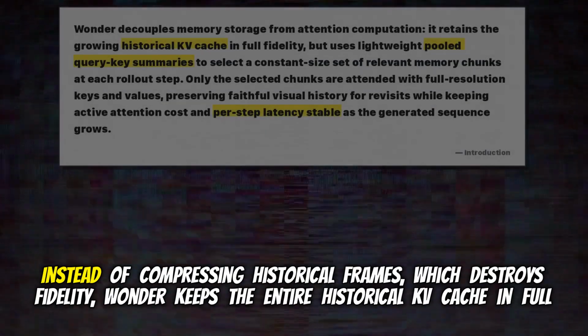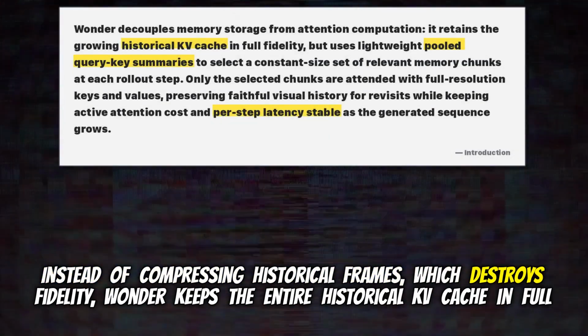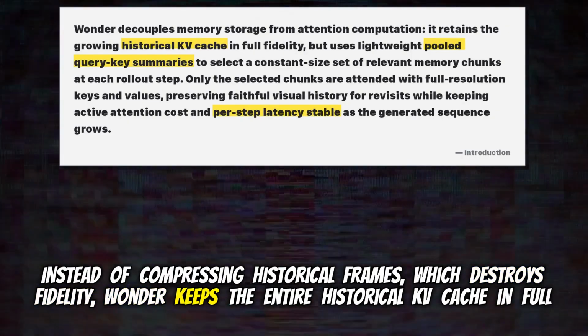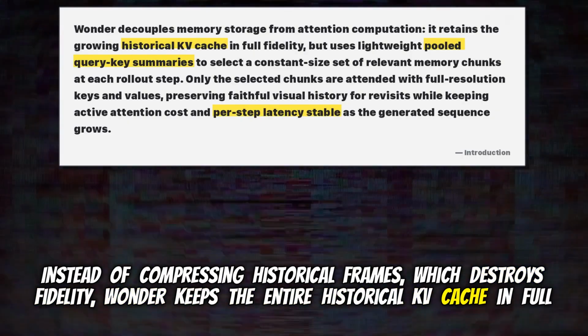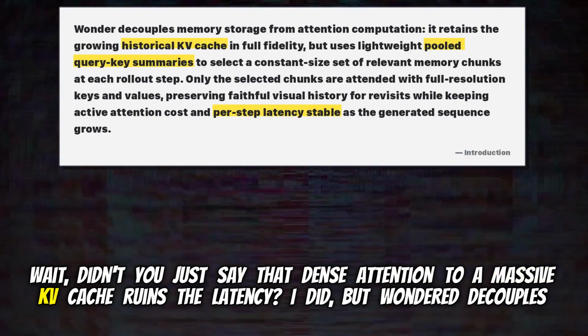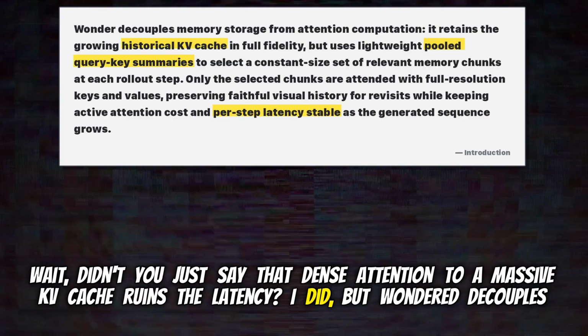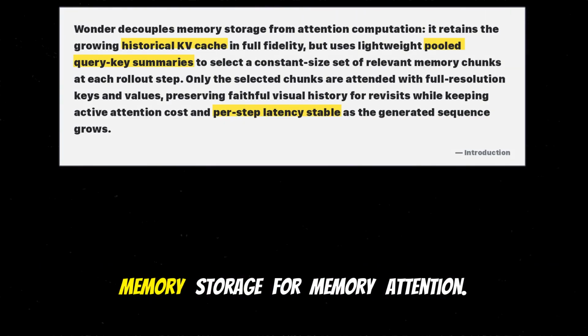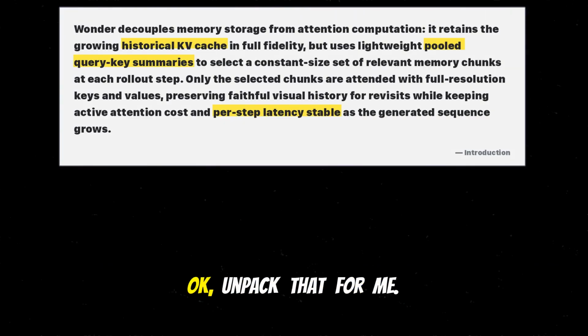If it can drive for a full minute and turn back around, it has to remember where it started. We need long-term memory, but we already said we can't blow up the GPU bandwidth with dense attention. Right. Which brings us to breakthrough number 2. Instead of compressing historical frames, which destroys fidelity, Wonder keeps the entire historical KV cache in full fidelity. Wait, didn't you just say that dense attention to a massive KV cache ruins the latency? I did, but Wonder decouples memory storage from memory attention. Okay, unpack that for me.